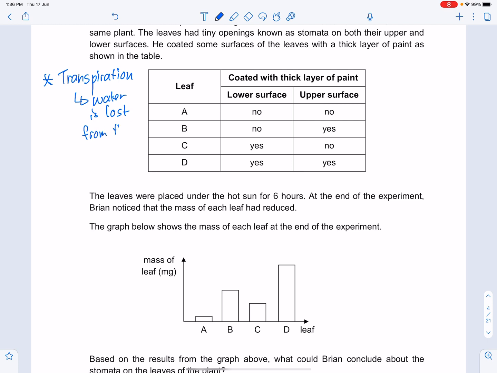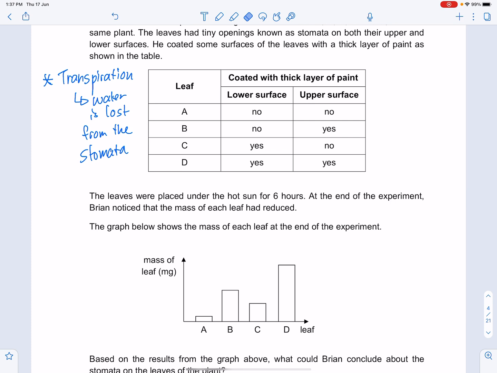And if you cannot remember what stomata are, they are the tiny openings that you can find at the top and at the bottom of the leaves. Most of them are found at the bottom. That's key to understand, but it's not always the case. There are instances whereby more openings are found on the upper surface of a leaf, for example, for water plants. However, we will just leave it as such that most of them are found on the underside.